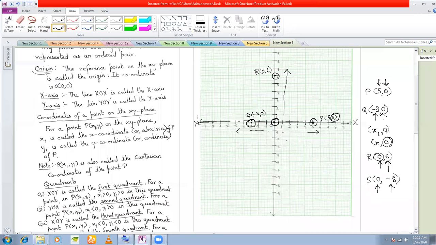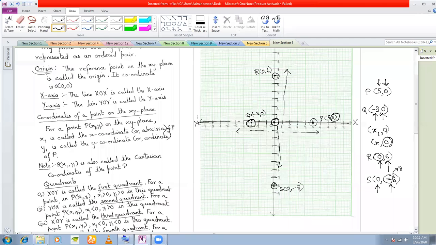Negative sign means we have to move from the origin, the point where we started, in the negative direction of y because of this negative sign. And how much distance do we have to move? We have to move 8 units. So 1, 2, 3, 4, 5, 6, 7, 8. So we stop here at this point, and this point will be my S(0, -8).